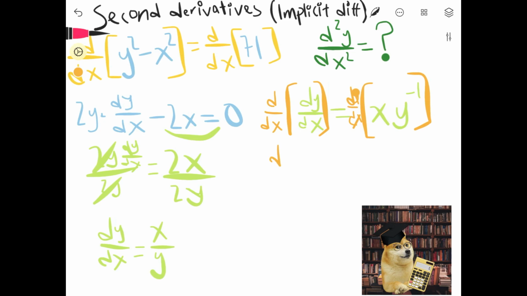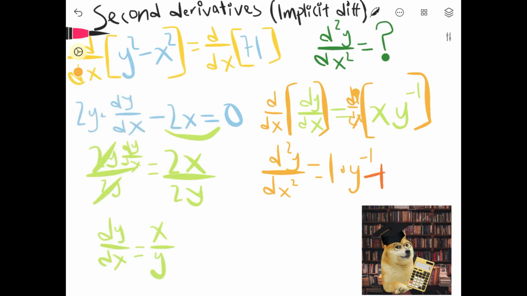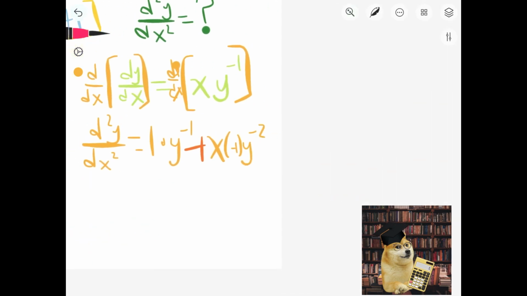So d times dy is basically d squared y over dx times dx, which is dx squared. This is the meaning of what we wrote here. Now to find the derivative of the next part, we will do 1 times y to the -1, all of this plus x to the -1, y to the -2, here using the power rule, and here we have a dy/dx.